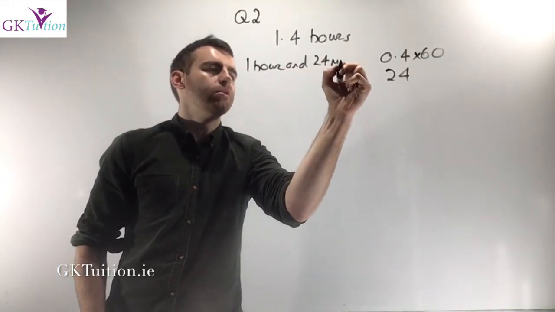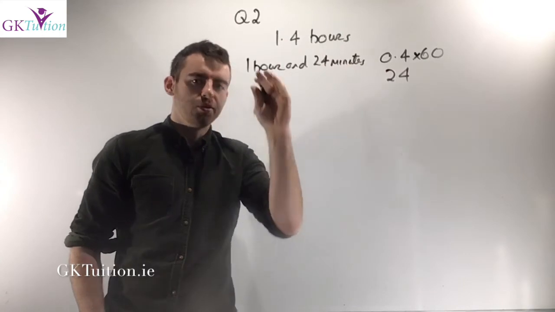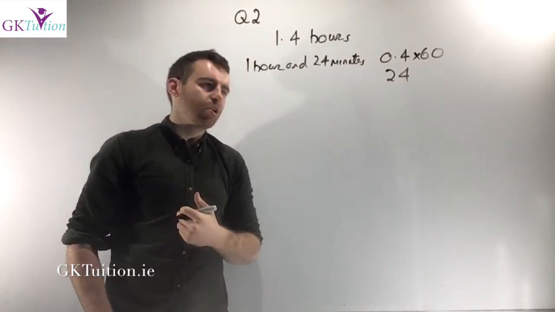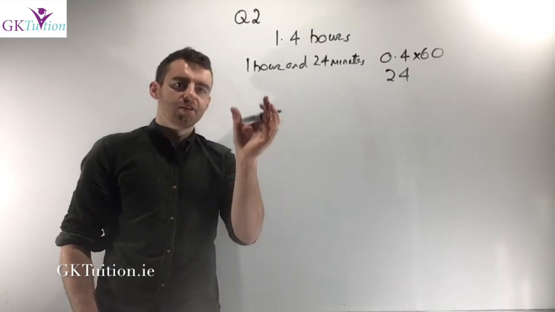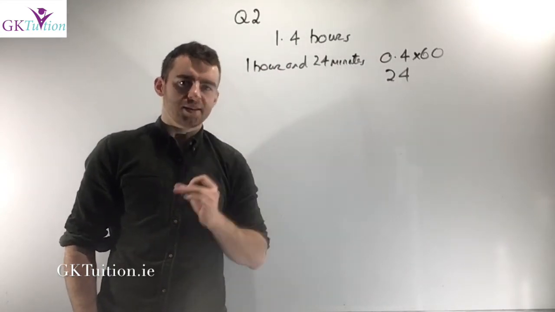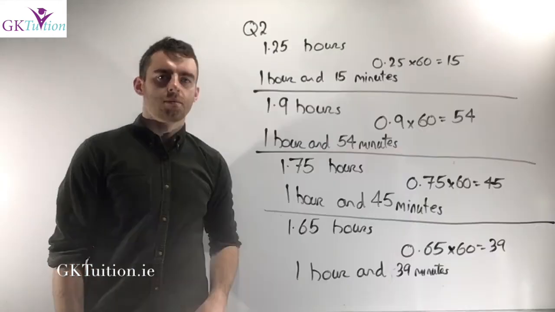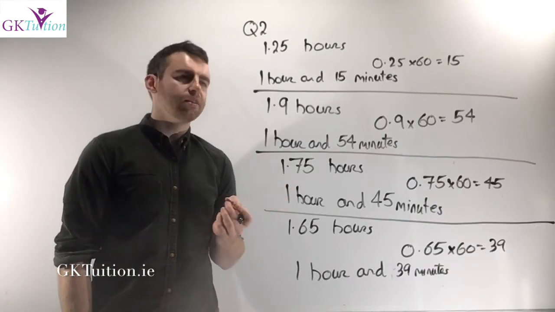So what I want you to do is go through the 3 questions here in question 2, and in each case take the decimal, multiply it by 60 to convert to hours and minutes. Okay, so once again this was relatively straightforward.